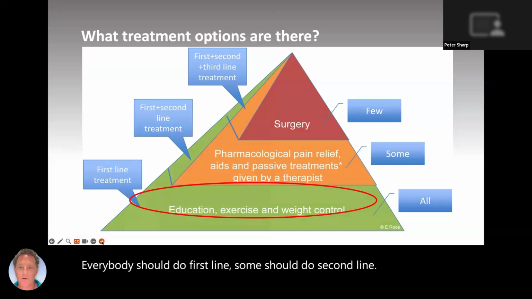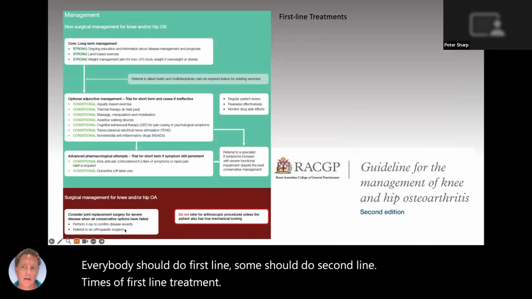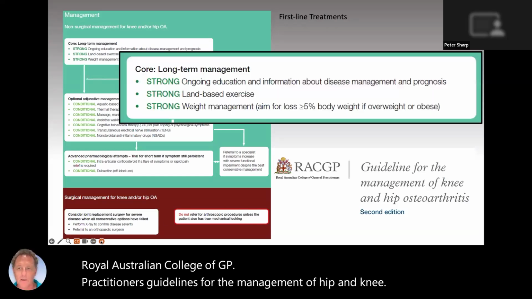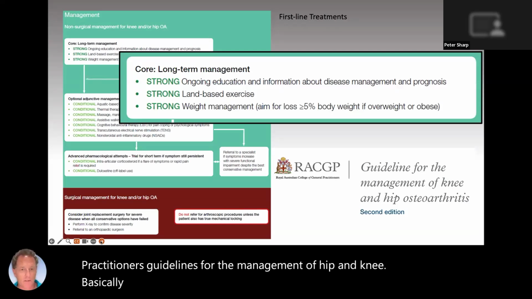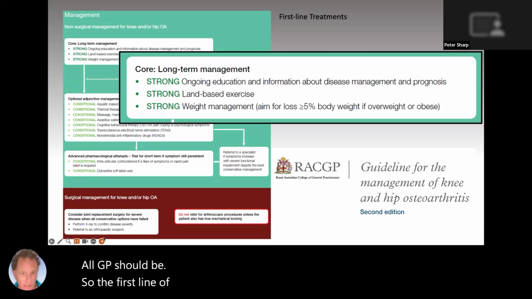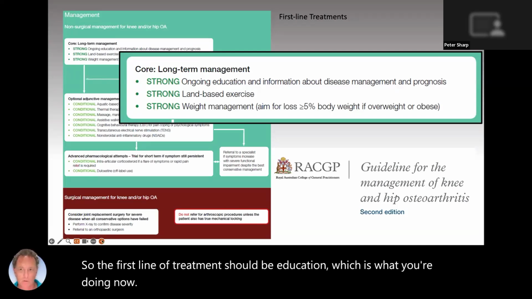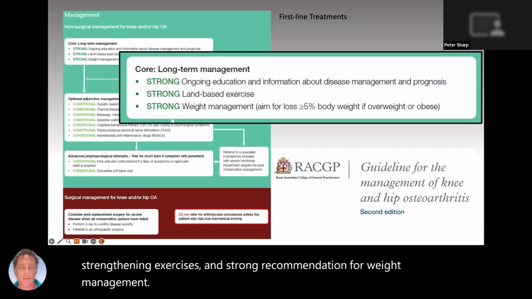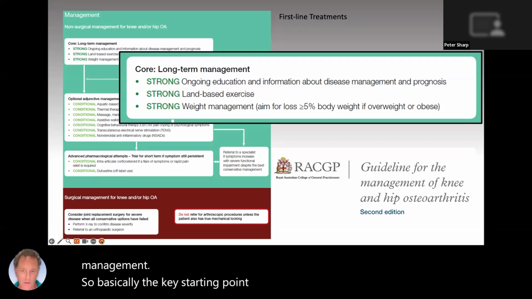So in terms of first line treatment, and again, these guidelines come from the Royal Australian College of General Practitioners guidelines for the management of hip and knee osteoarthritis, and basically first line treatments. And so this guideline is what all GPs should be advising for their patients. So the first line of treatment should be education, which is what you're doing now. There's strong recommendation for land-based exercise, which is basically strengthening exercises, and strong recommendation for weight management. So basically the key starting point for everybody with osteoarthritis should be education, exercise, weight management.